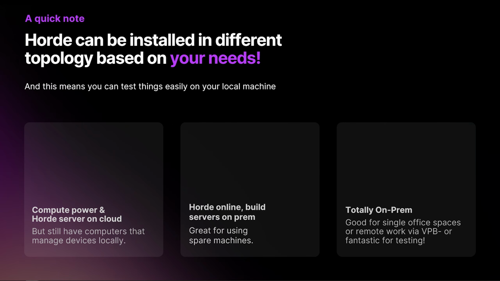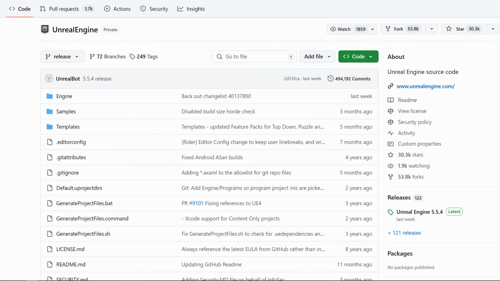So a quick note before I install this is that Horde can be set up fully on-prem or on the cloud. Likewise, an agent can be on the cloud or it could be on-prem. One thing I quite like about Horde is my ability to test things locally before a more mature deployment. But the easiest way to deploy Horde is on Windows.